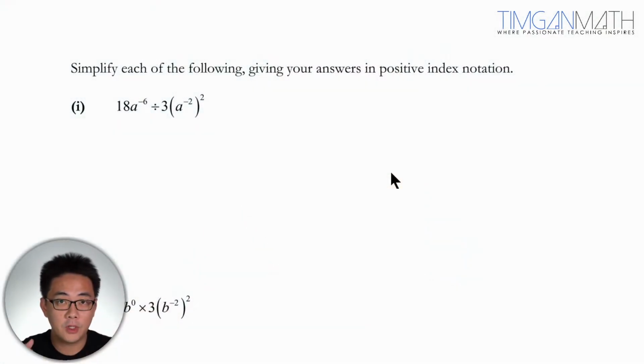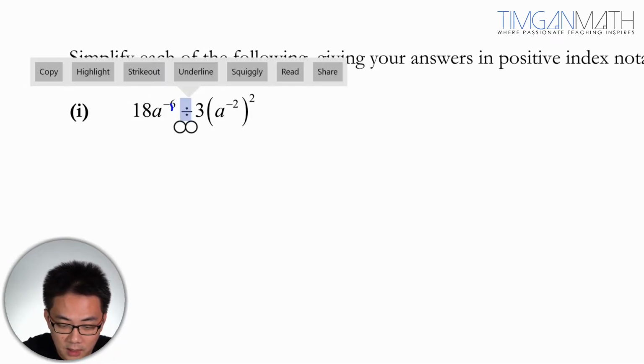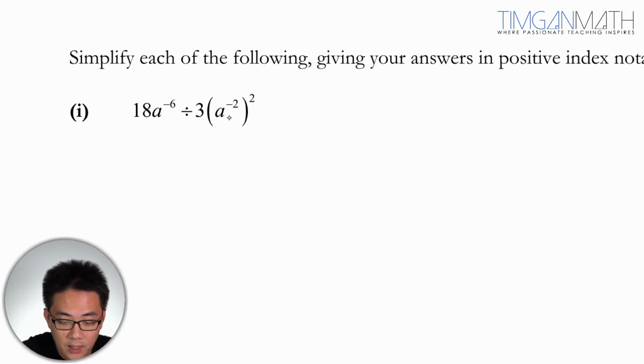Hi students, let's look at this question here, which is on simplifying the expression using the laws of indices. Let's see how we can do this proficiently. So you're given 18a to the power of negative 6, divided by (3a to the power of negative 2) squared.